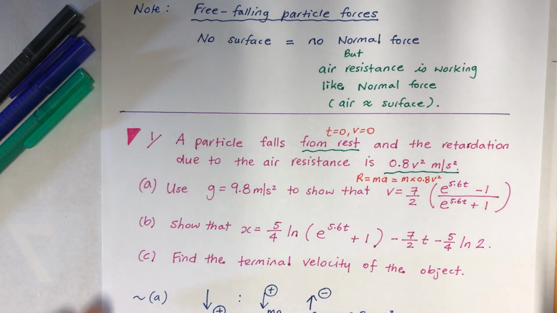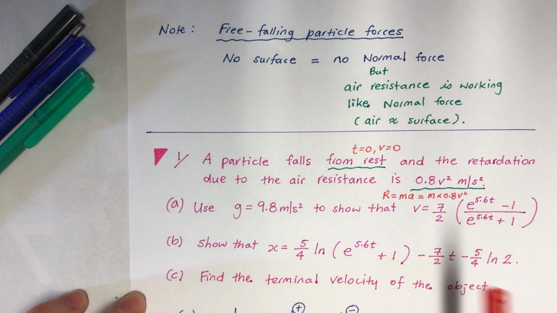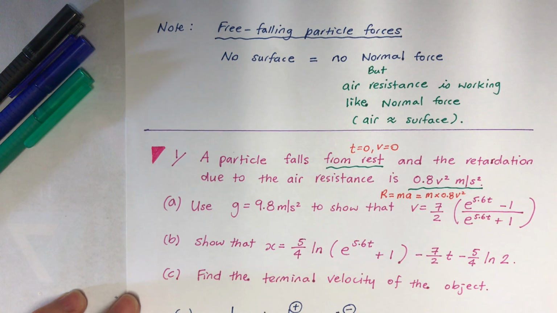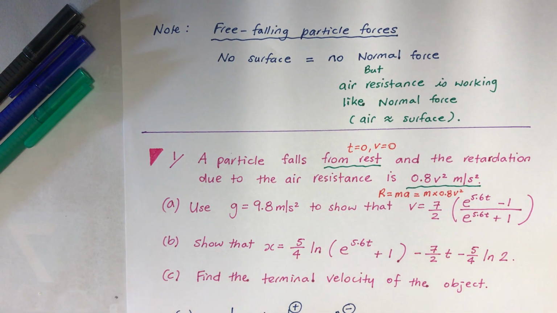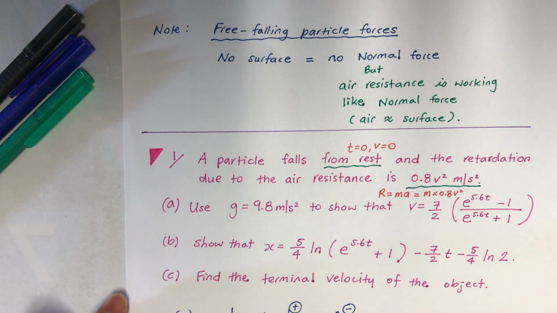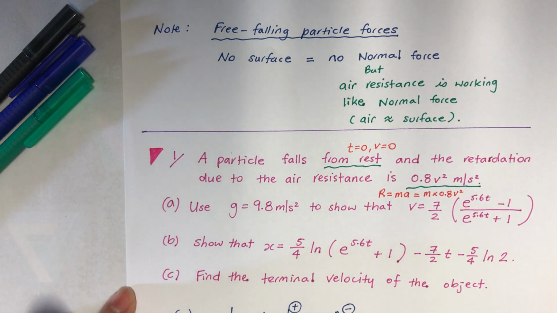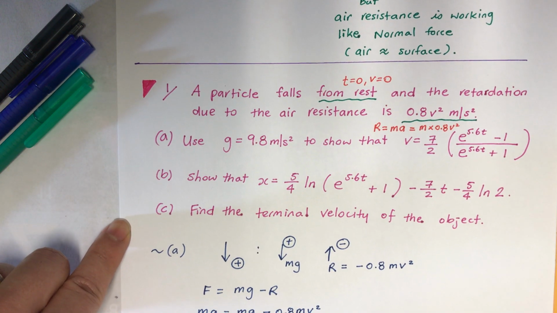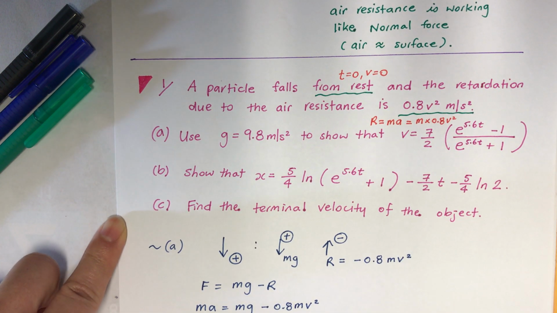Next, for a free falling particle, there's no surface, it just falls. So therefore there's no normal force, because normal force is what? Perpendicular to the surface, isn't it? Straight up. But air resistance is working like a normal force. Think of air as a surface. Okay, so let's go through the question.